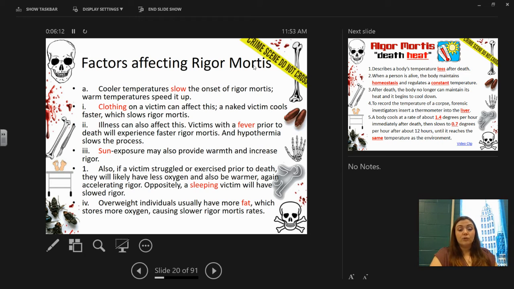Also, if a victim struggled or exercised prior to death, they will likely have less oxygen in their body and also be warmer, again accelerating the rigor. Oppositely, if someone is sleeping when they are attacked or die in their sleep, it will slow the rigor down. Overweight individuals usually have more fat, which stores more oxygen, actually, and causes slower rigor rates because they have more oxygen in their body.